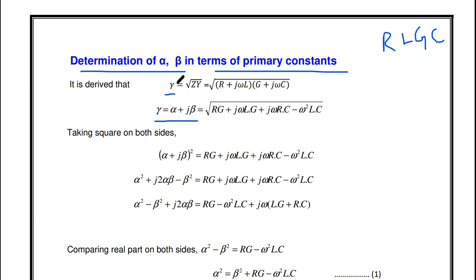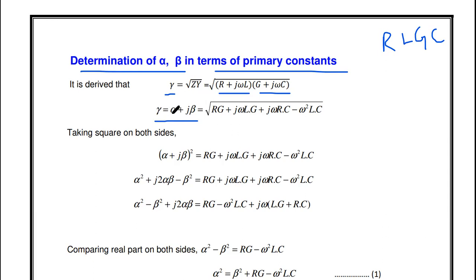And as per the definition, the propagation constant eta equals the square root of z into y, where z is nothing but the impedance in the series arm, and y is nothing but the admittance in the shunt arm. If you substitute the z value and y value, what is z? R plus j omega L. What is y? G plus j omega C. So the propagation constant eta equals the square root of R plus j omega L into G plus j omega C. Okay, so now we are going to derive the relation for alpha in terms of RLGC and beta in terms of RLGC.